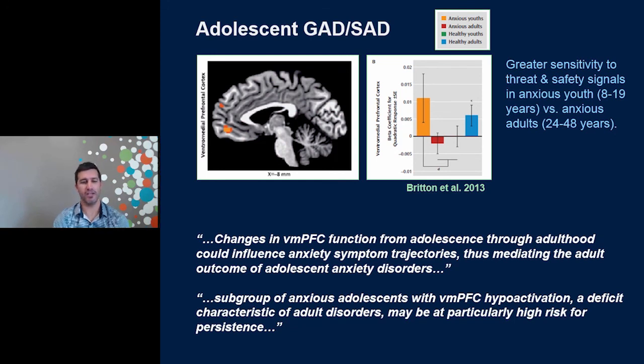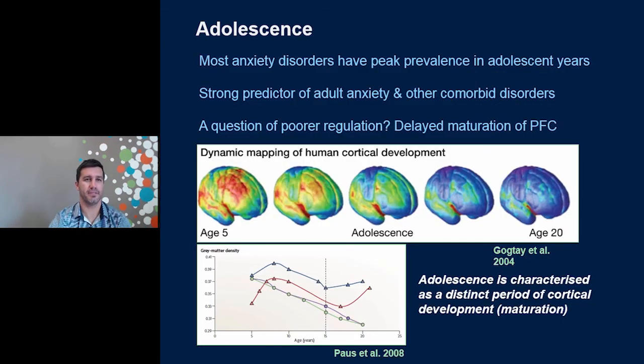And they've said in the paper that changes in ventromedial prefrontal function from adolescence through adulthood could influence anxiety symptom trajectories, thus mediating the adult outcome of adolescent anxiety disorders, trying to make a link between this developmental change and later anxiety. If I skip ahead, this, of course, probably comes as no surprise that there's an impact of development on anxiety disorders at a brain maturation level.